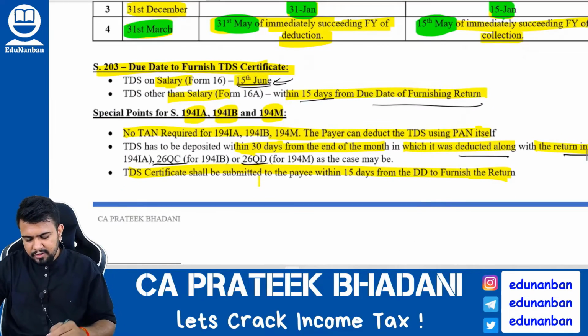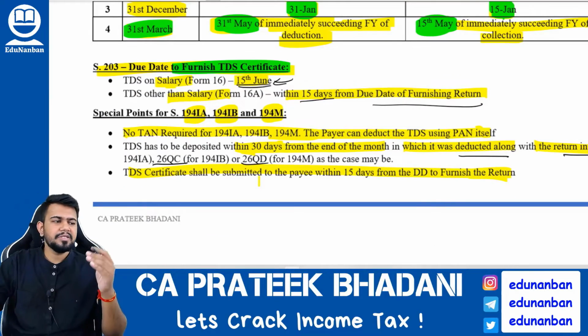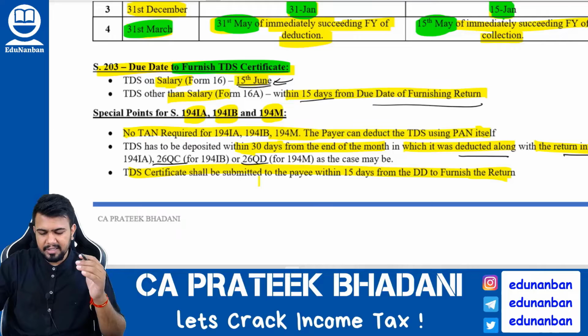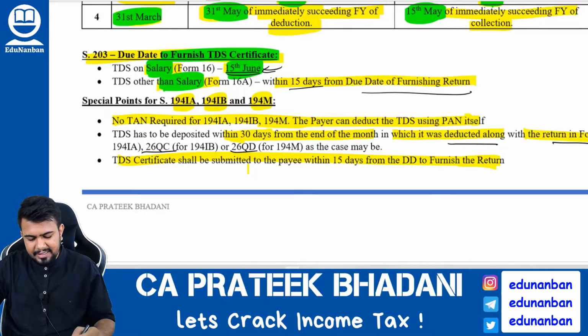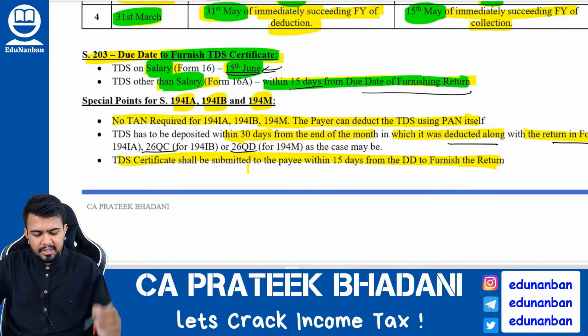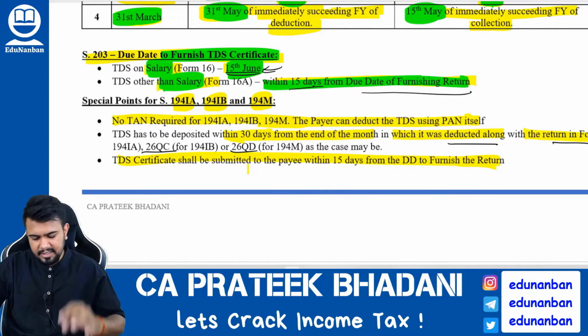Next, due date to furnish the TDS certificate. The person who is deducting the TDS has to furnish the TDS certificate to the person from whom he has deducted the TDS. For salary, the TDS certificate due date is 15th of June, and for other than salary, it is within 15 days from the due date of furnishing the TDS return.